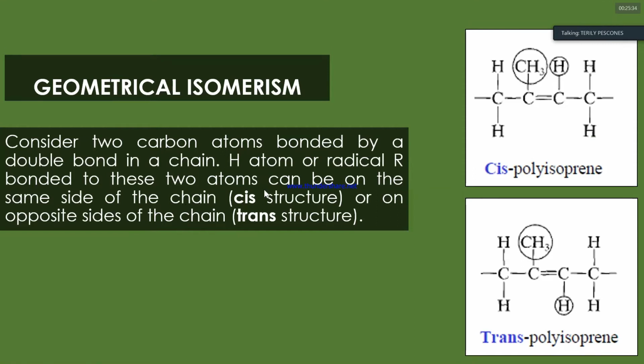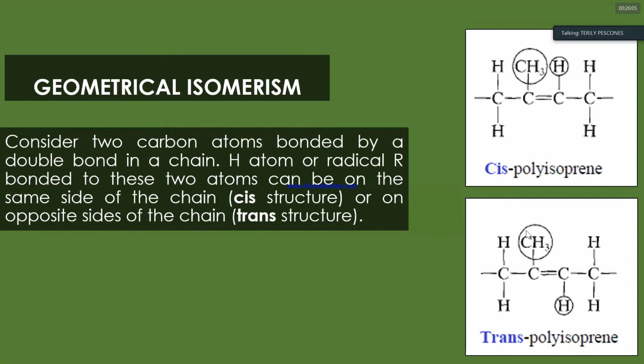So, consider two carbon atoms bonded by a double bond in a chain, H atom or radical. Okay, hydrogen atom or radical, di ba naalala nyo pa yung radical kahapon? You have the alkyl, the methyl, ethyl, okay? Bonded to these two atoms can be on the same side of the chain or it could be on the opposite sides of the chain. So, ito yung sinasabi niyang same side of the chain or it is in the opposite side of the chain.